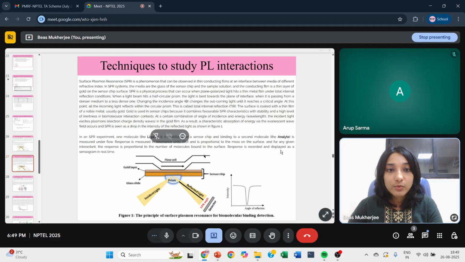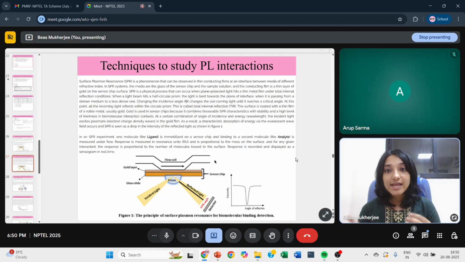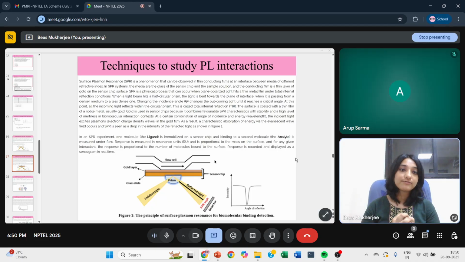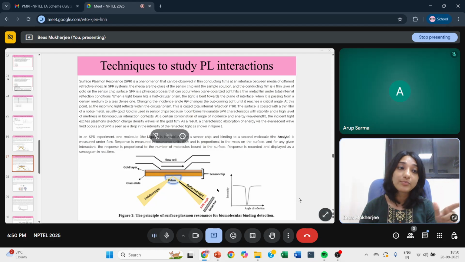Now see what is happening over here. At a certain combination of angle of incidence and energy, that is wavelength, the incident light excites the plasmons, that is electron density waves, in the gold film. As a result, the characteristic absorption of the energy via the evanescent wave field occurs and SPR is seen as a drop in the intensity of the reflected light as shown in figure 1. So this is the figure 1 that you have, and there it is showing some drop in this intensity.